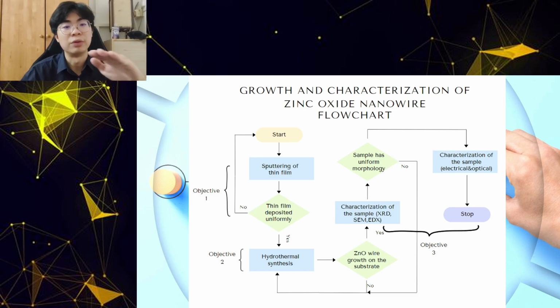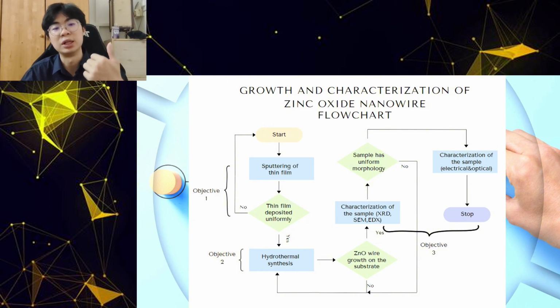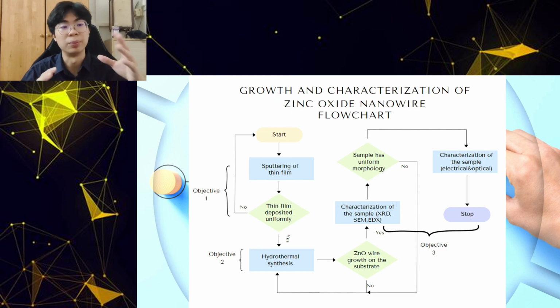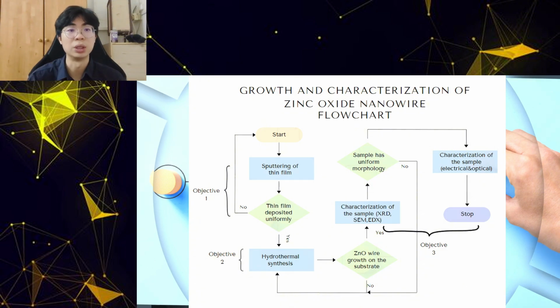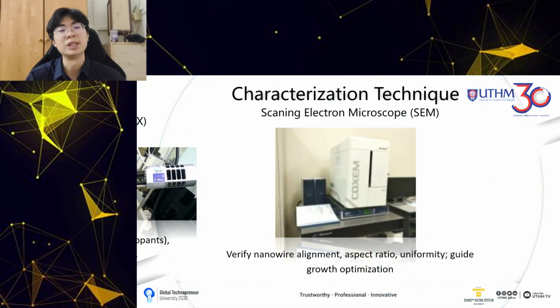The uniformity of the thin film will be checked first before proceeding to the hydrothermal, and the XRD, SEM, EDX will be done first before investigating the electrical and optical properties, as the morphology of zinc oxide directly influences properties. Proceeding to the characterization techniques, firstly is the SEM, or scanning electron microscope, which is used to verify nanowire alignment, aspect ratio, uniformity, and guide the growth optimization.